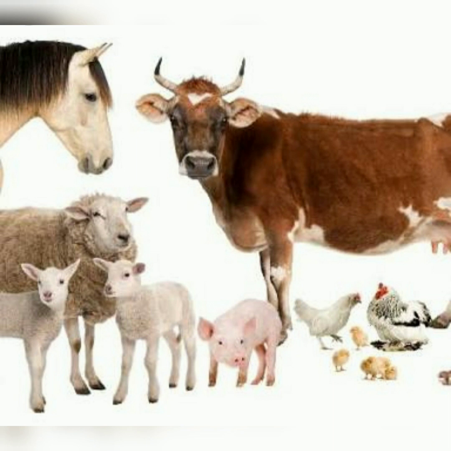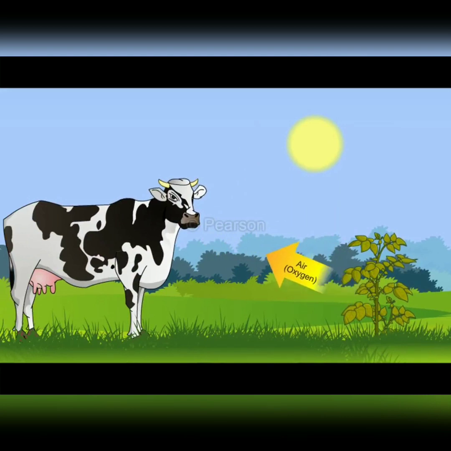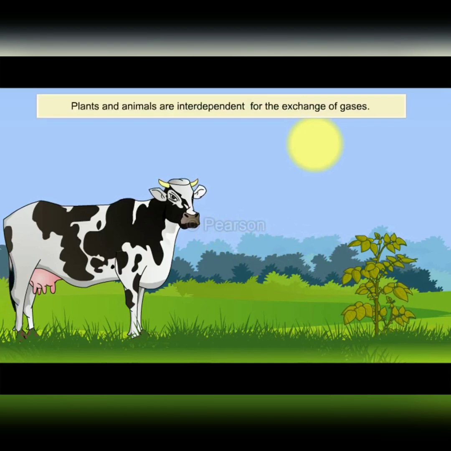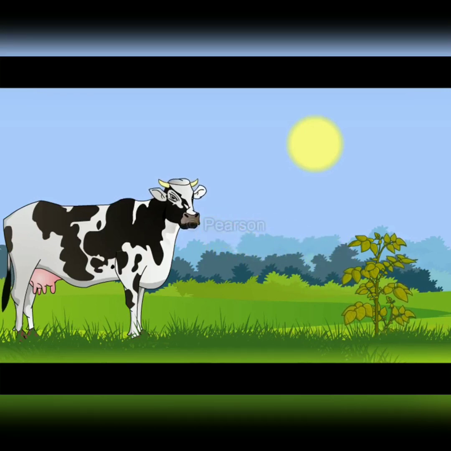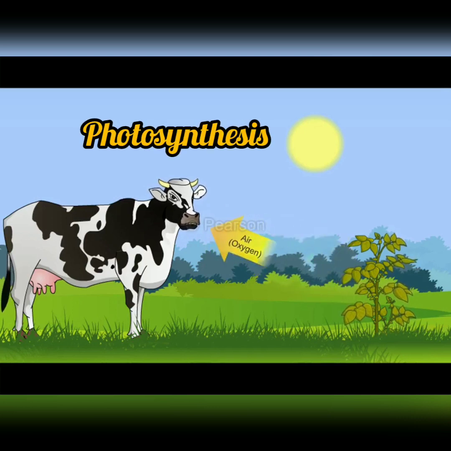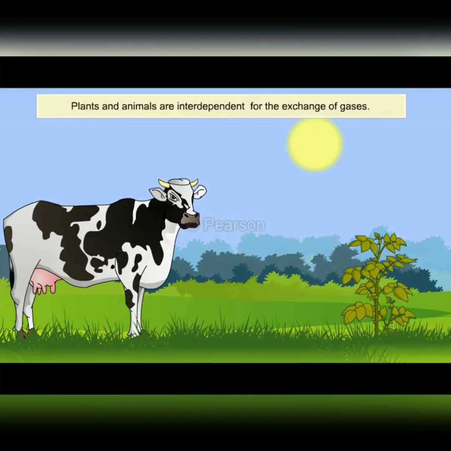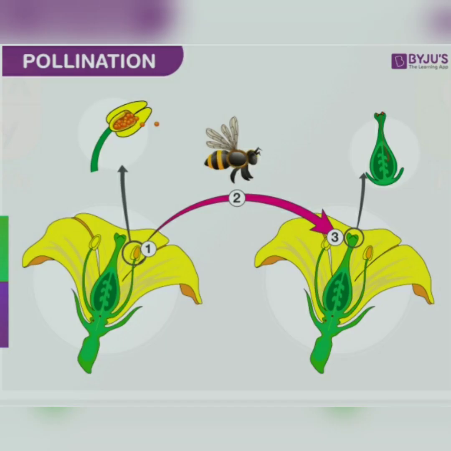Animals help us in many ways. Plants too depend upon animals for many things. Animals provide plants with carbon dioxide. All animals breathe in oxygen and breathe out carbon dioxide. Carbon dioxide is an important raw material required by the plants for photosynthesis, which you have already studied in the previous video. Animals help in pollination.